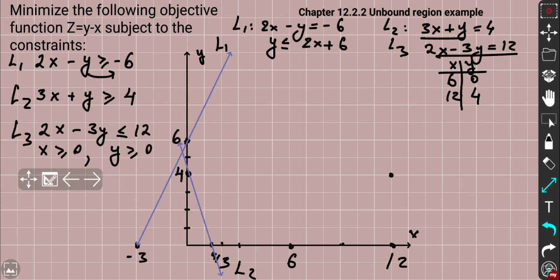We limit it to the first quadrant, so we're not going to use values below the x-axis. I can start from somewhere here. Perfect. And this is line 3. So what about the other inequalities? That's okay. The region actually is here.